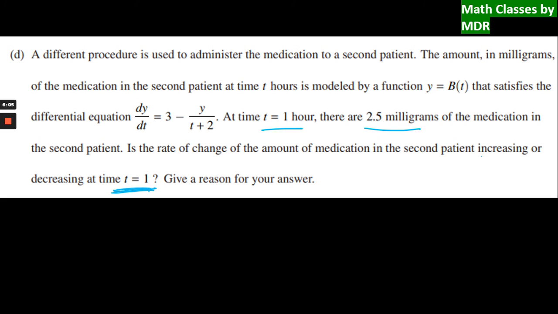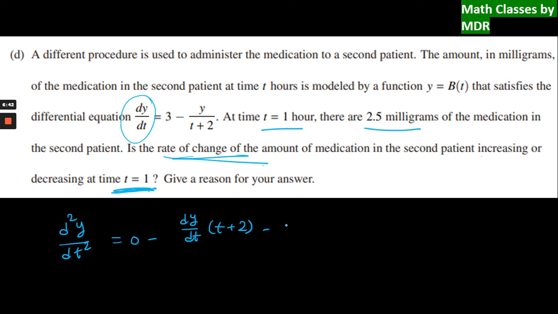So we have to find out the rate of change of the amount of medication, that is the second derivative. If the second derivative is positive, then the rate of change of the amount of medication is increasing. If it is negative, then it will decrease. So let's see that. The second derivative is, by the quotient rule, dy by dt into t plus 2, minus t plus 2 derivative which is 1, plus 0 into y, all by t plus 2 whole square.